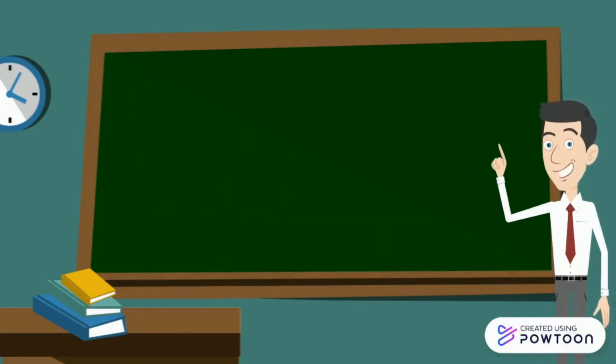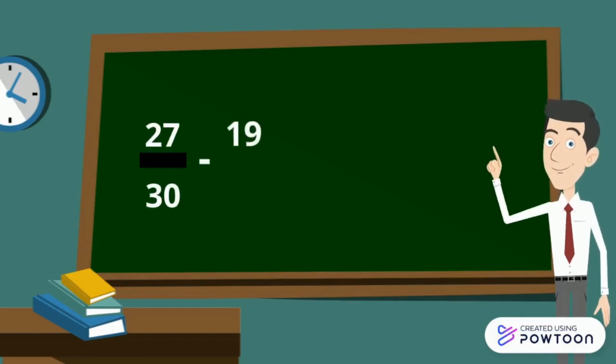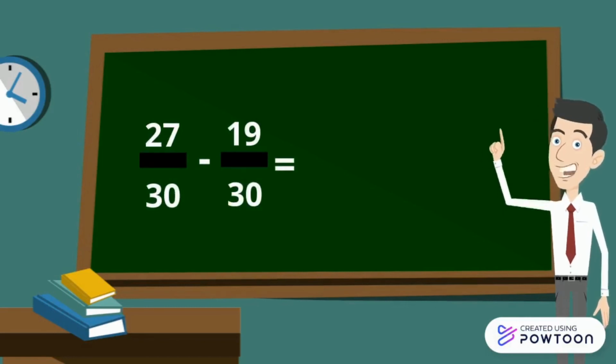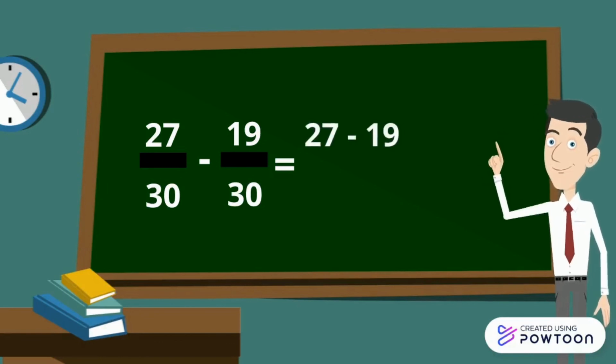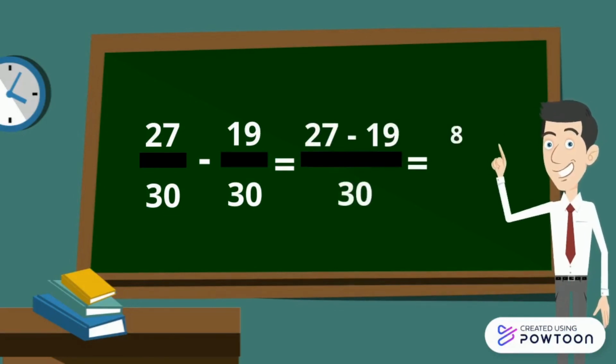Another example, find the solution for 27/30 minus 19/30. Look at these fractions. The denominators, which are 30, are the same. That's why we can simply subtract the numerators. So it's 27 minus 19 over 30 equals 8/30, and that's the answer.